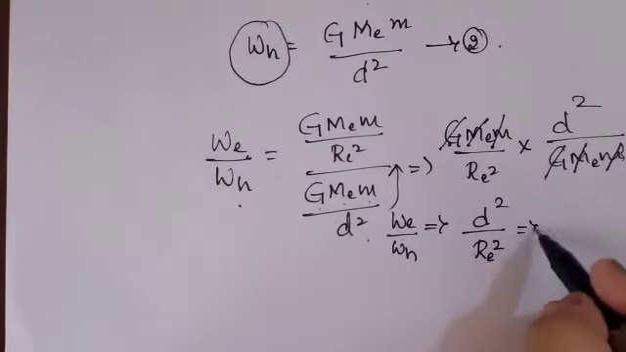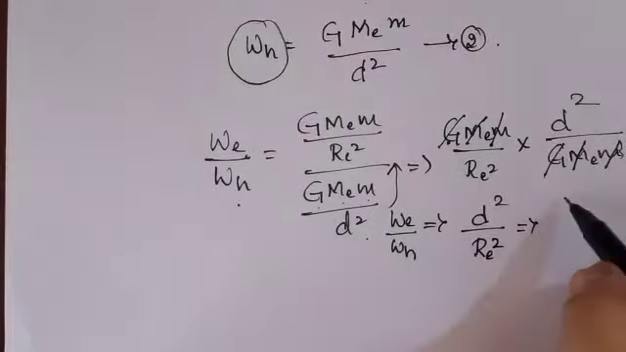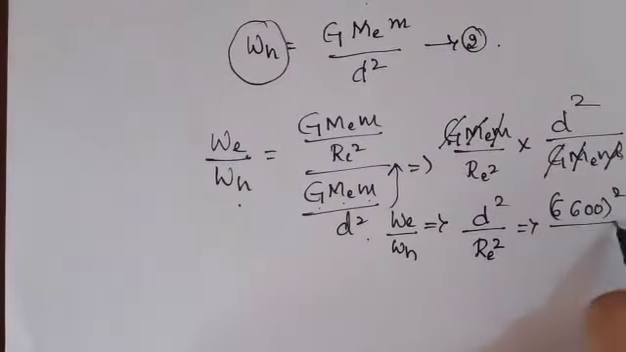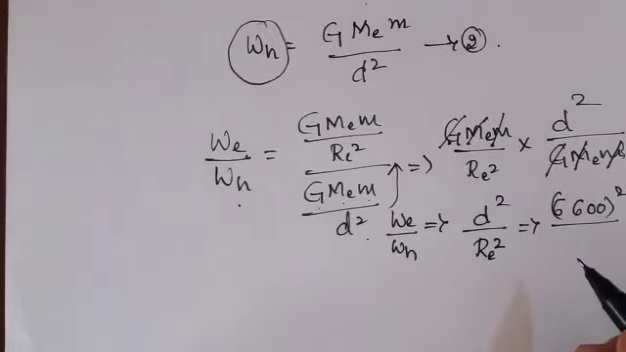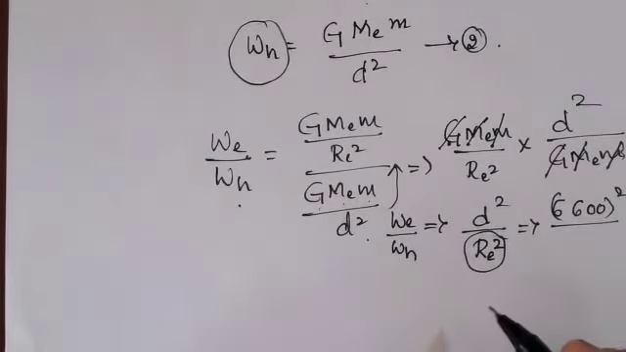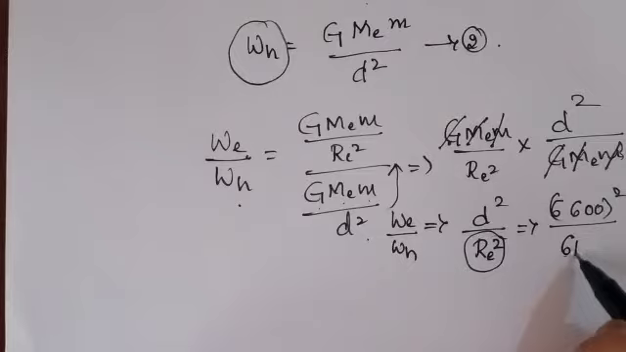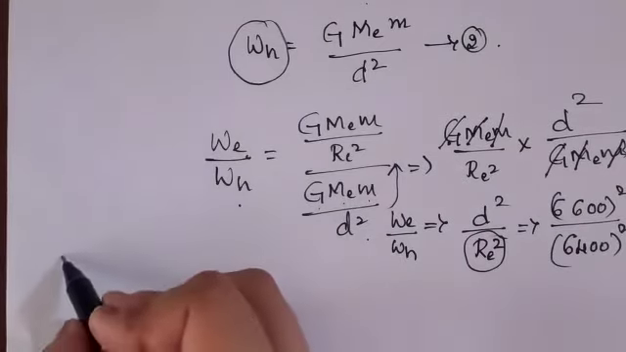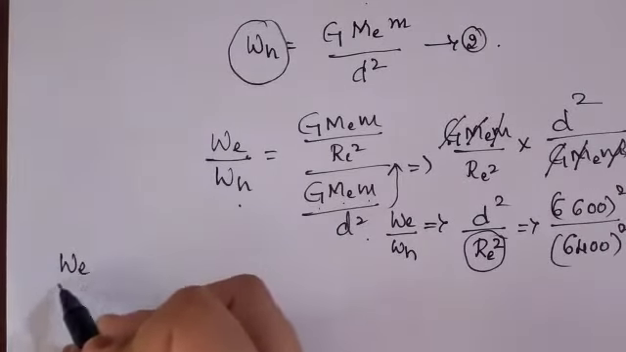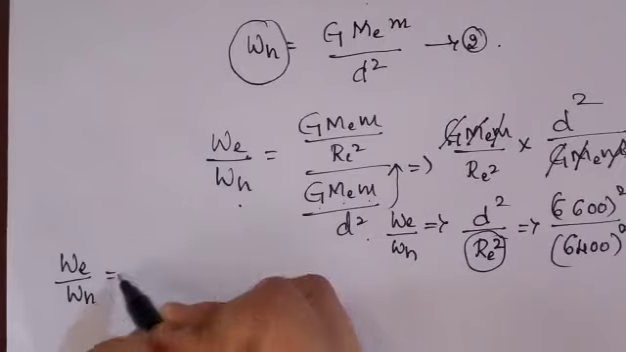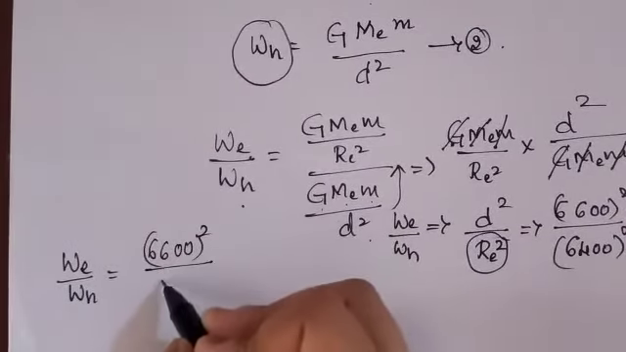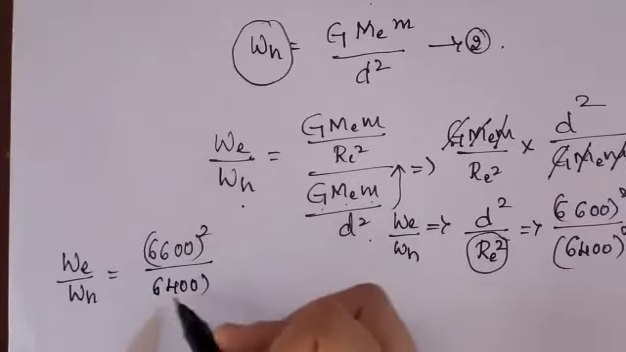What is D square here? D square here is nothing but 6600 whole square, divided by RE square. What is the value of RE square? Radius of earth, 6400 whole square. Now let me simplify this. So WE divided by WH is equal to 6600 whole square divided by 6400 whole square.